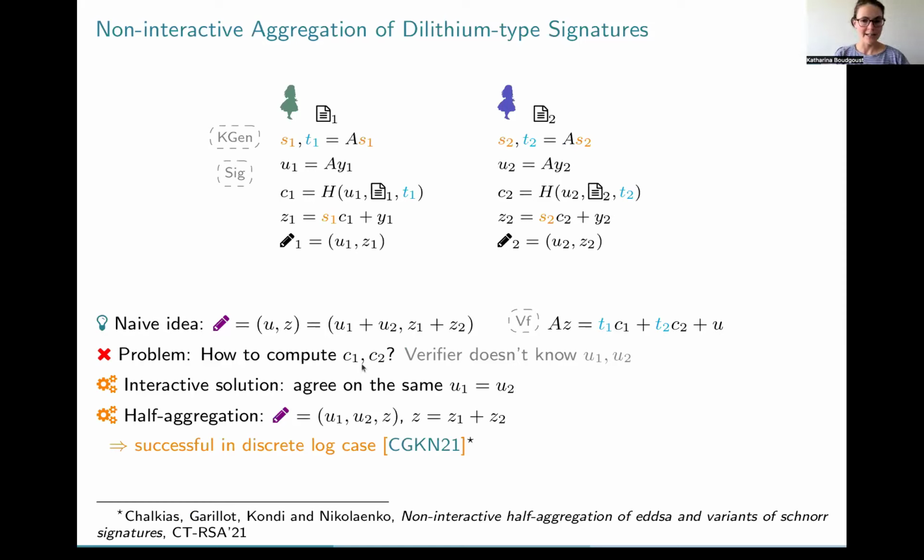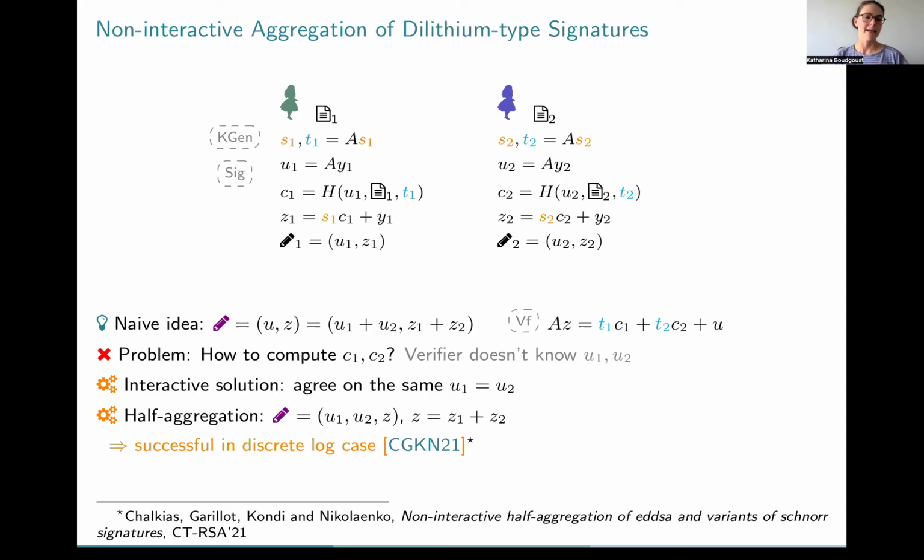how can the verifier actually recompute the challenges if they only have access to the sum of U1 and U2? But the challenges have been derived with just U1 or just U2. And this is a problem that comes up outside of the lattice world for Schnorr signatures as well, for instance. And there are mainly two approaches to this. Either you go for an interactive solution where the two Alices will try to communicate about the U parts. For instance, they could agree on the same U.